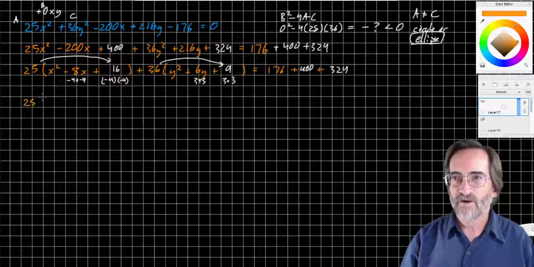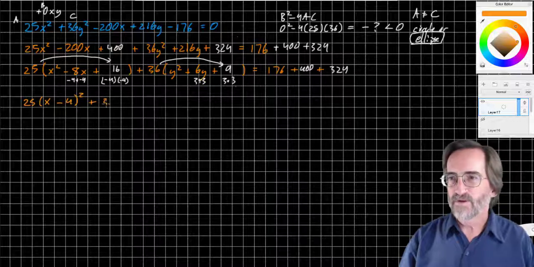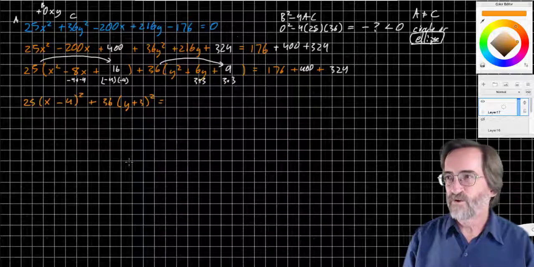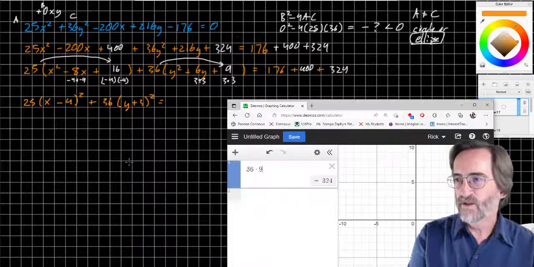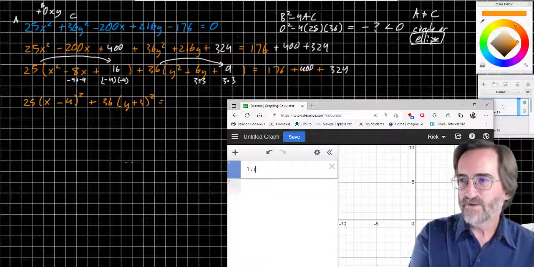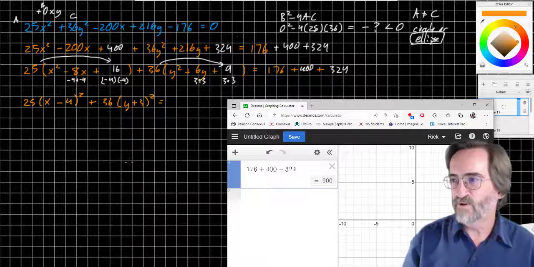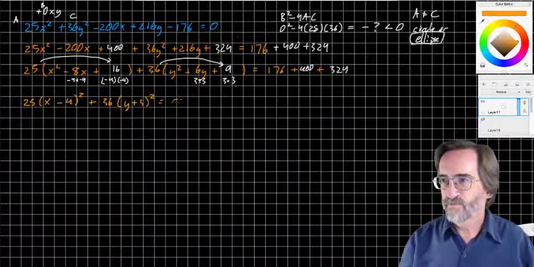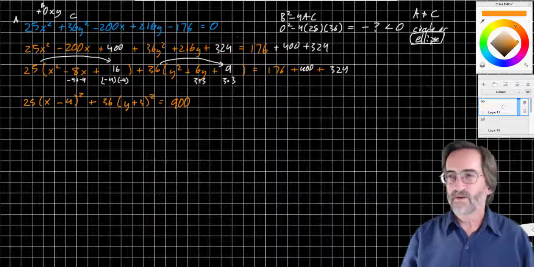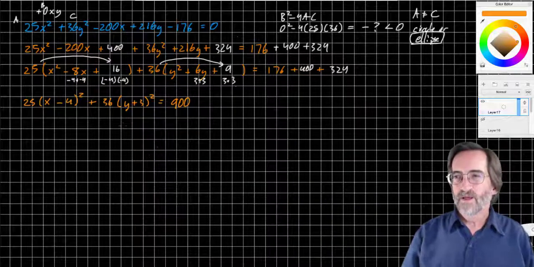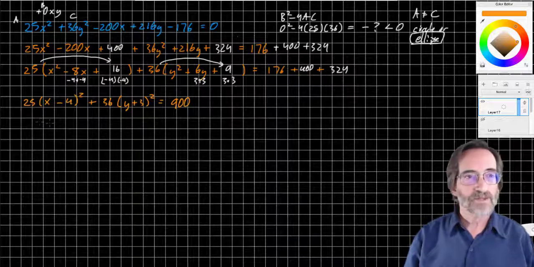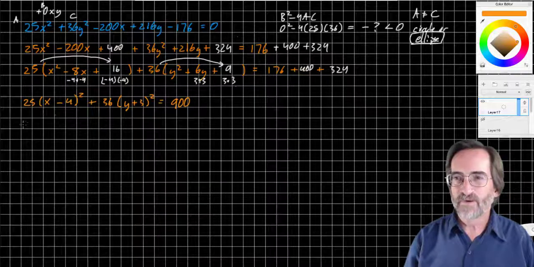So now this becomes 25 times the quantity x minus 4 squared plus 36 times the quantity y plus 3 squared, and 176 plus 400 plus 324. 176 plus 400 plus 324 is 900. And then one more step to get this in standard form. We're going to divide everything by 900.